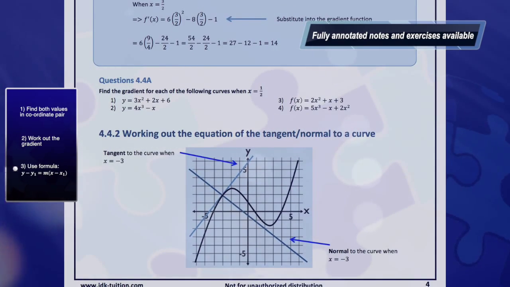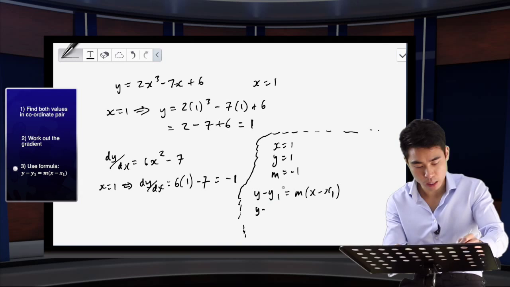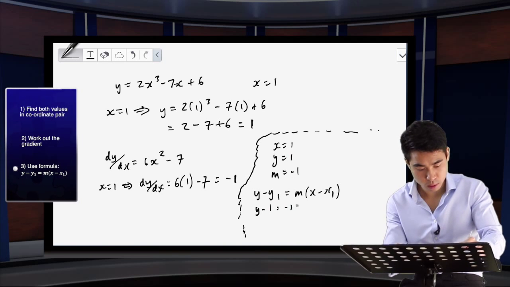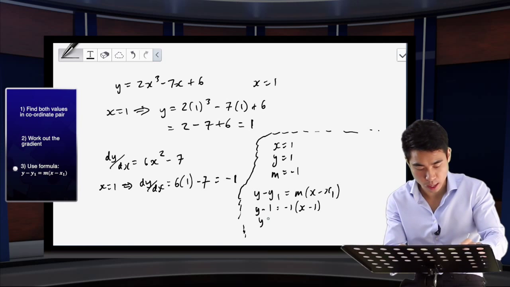Let's just separate this out. Okay, we've got everything we need to use this formula now. So I've got y minus our y1, which is 1, equals m, in this case -1, times x minus 1. Just notice my final answer is going to have a y and an x. I want the equation of a straight line, so it should be in the form y equals mx plus c if possible.